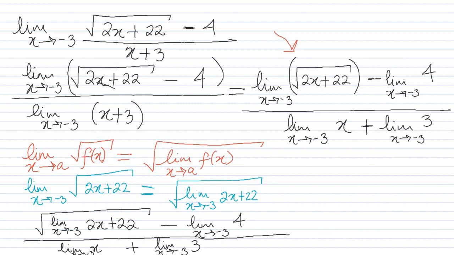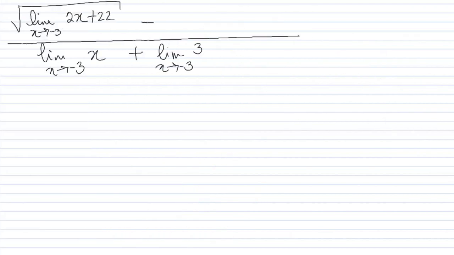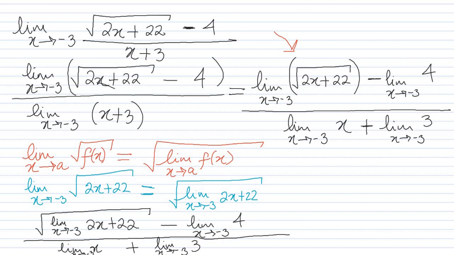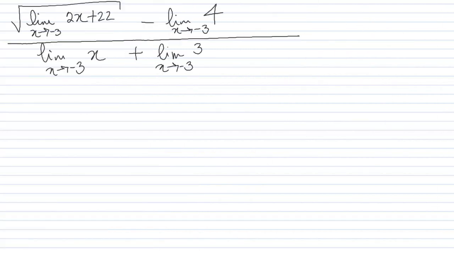Well, let's not forget what is left at the numerator. So we have minus the limit as x goes to negative 3 of 4. So you have that down. Now that we've written that, we're going to substitute. You see x going to negative 3 here. We can substitute it here, and we can also substitute it here. So we're going to go on to solve.